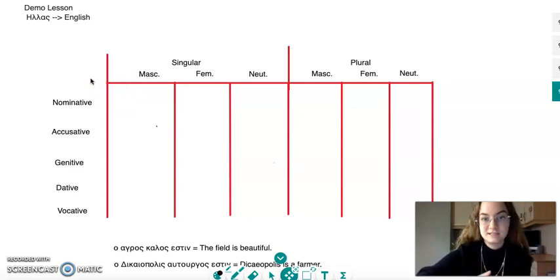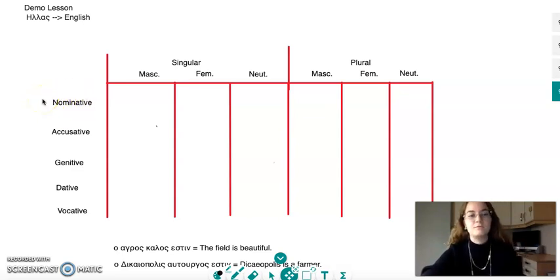So the next thing that changes the definite article is the case. We'll go through these one at a time, otherwise it can be a lot of information. So the nominative, this first one here on the table, refers to the subject of a sentence and the complement of the sentence, and both relate to the verb "to be."